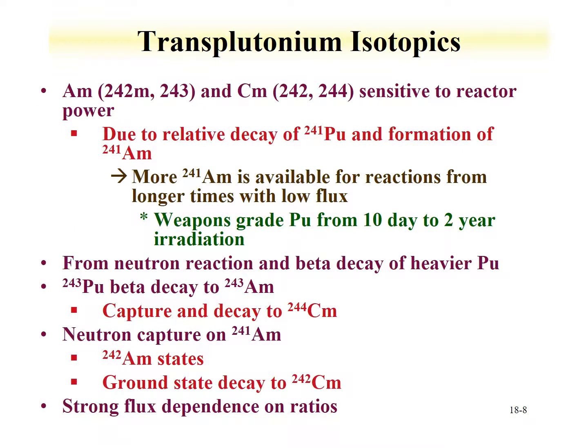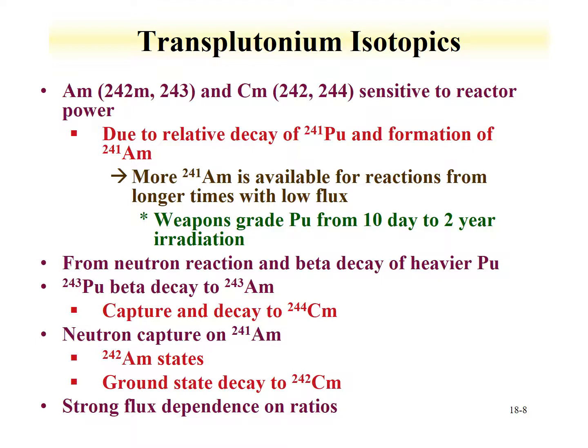The transplutonium isotopes can also provide information on reactor power. This is true for americium-242, americium-243, and curium-242 and 244. This is due to the relative decay of plutonium-241 and the formation of americium-241 from that decay. More americium-241 is available for reactions from longer times with a low flux. Weapons-grade plutonium is usually produced from 10 days to 2 years in an irradiation, so this gives one a window of which to explore these reactions.